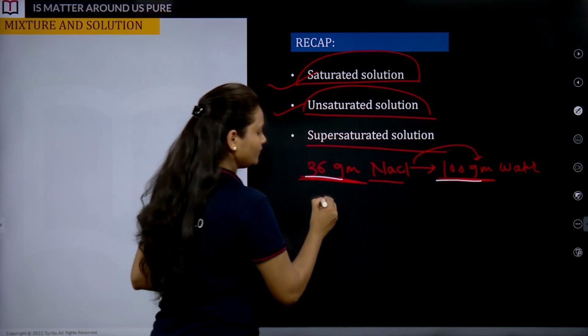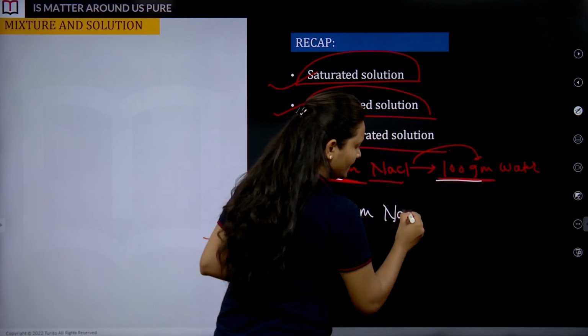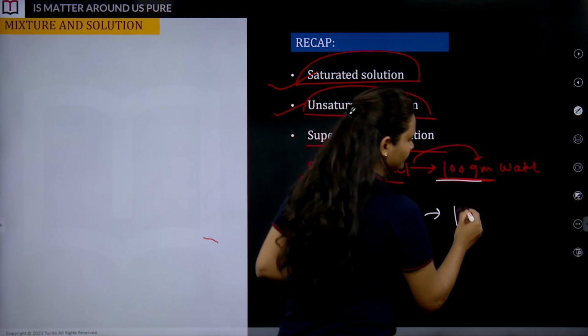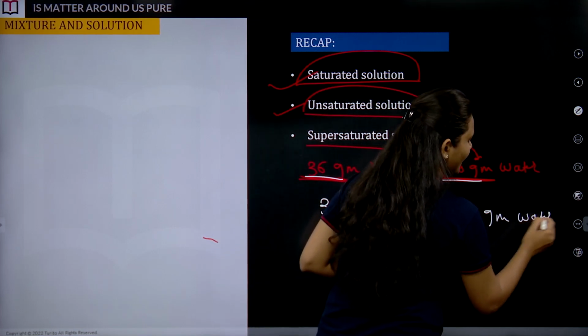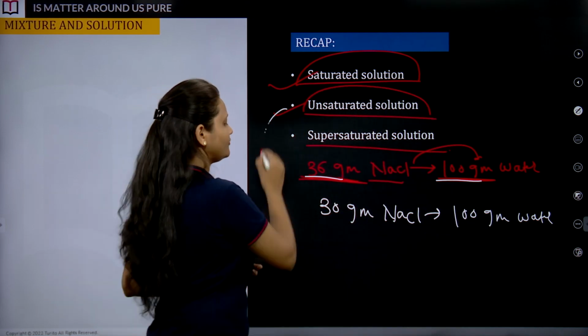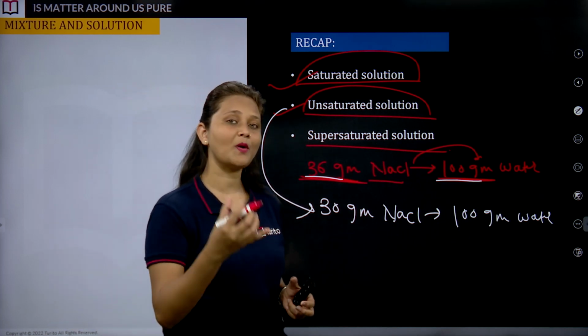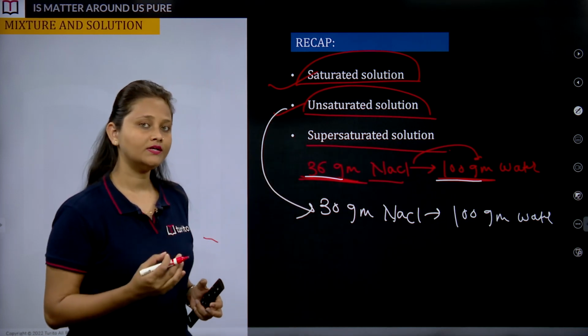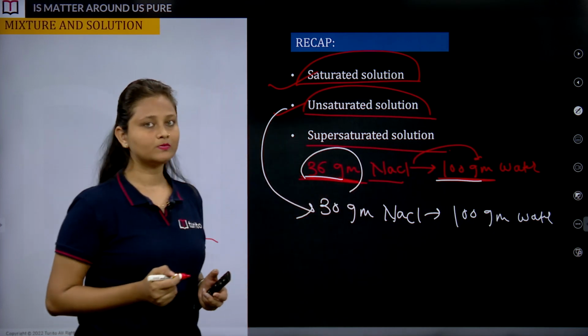Suppose I have added only 30 grams of NaCl in 100 gram of water. So students, this type of solution is what? Unsaturated. It's not saturated. We haven't reached up to its maximum capacity. So what is its maximum capacity? 36 gram of sodium chloride.